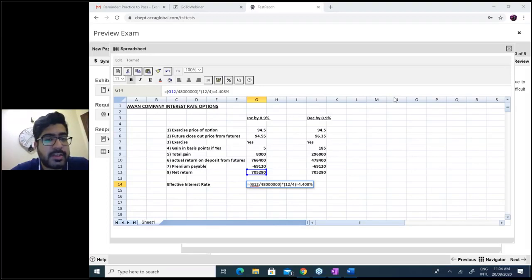Jacker, step 6 is just copy paste from futures. The actual return on deposit was present in futures. Step 6, we just copy pasted that. Faisal, we decided to exercise yes or no by taking the decision on our strategy. Our strategy is buy now, sell later. So buy for 94.5 and sell for 94.55 higher. That's gain. That's exercise.